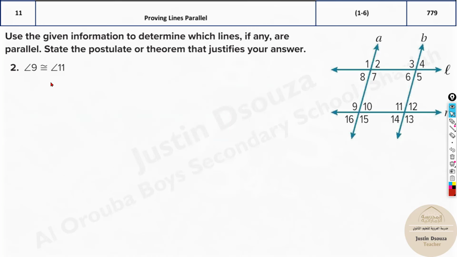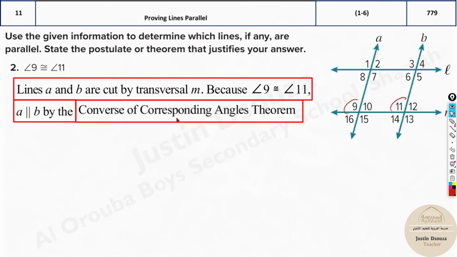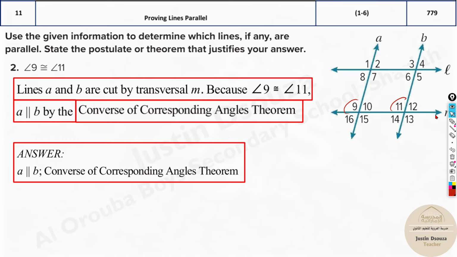That's the answer. Now what about 9 and 11? You guys can take your time and solve it by yourselves now. 9, 11 over here are corresponding to each other. It's top left, and they have told they are equal to each other. That means again A and B are parallel, and this line is transversal. You can see over here. Sorry, that is not R. It's M. Line M is transversal. It's converse of corresponding angles.